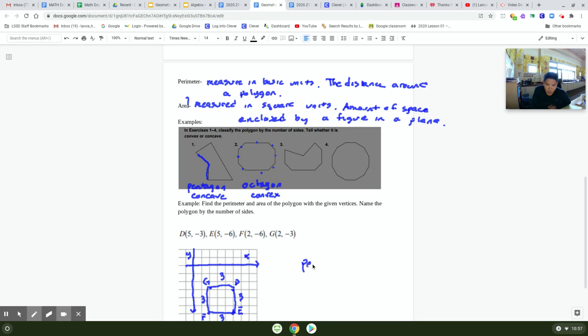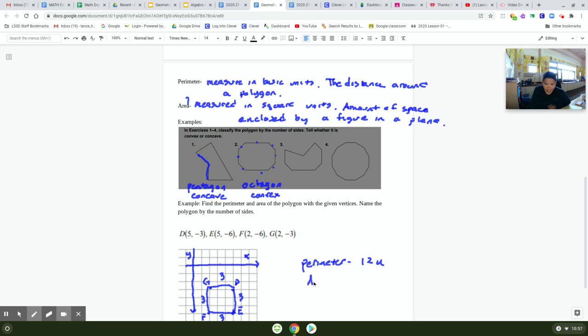So first of all, the perimeter, just label it the perimeter. Keep in mind it's going to be just your basic units. So if you take the sum of all the sides, 3 plus 3 plus 3 plus 3, or just 3 times 4, the perimeter is 12. And then it would just be units, and I could abbreviate it 12 u.